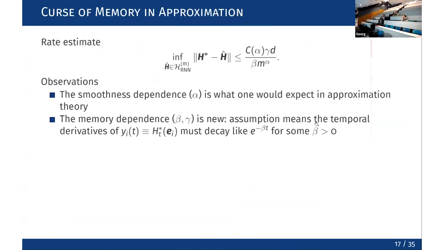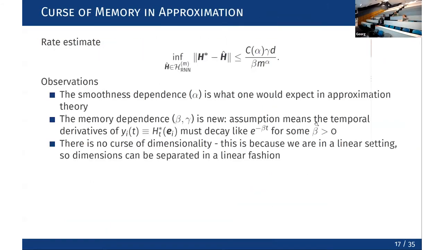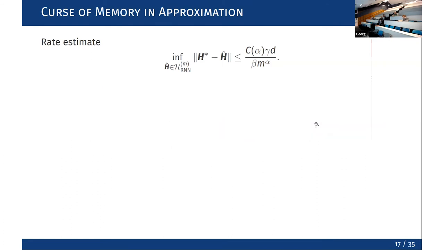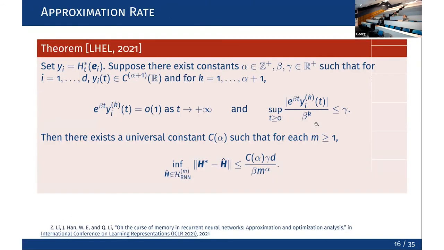I have one more question. Oh, please. So if I'm understanding correctly, the memory dependence needs to decay exponentially in order for us to be able to approximate well. Can you give an example of a sequence-to-sequence mapping problem where the memory dependence is exponential? Yeah, so for example, if I have the input sequence, the output sequence is like a smoothing of the input sequence. So this happens in the tracking of a position.